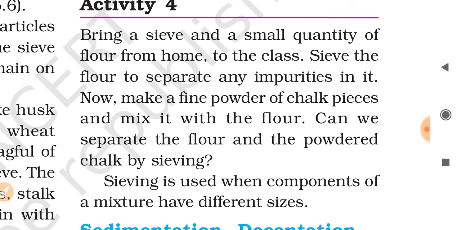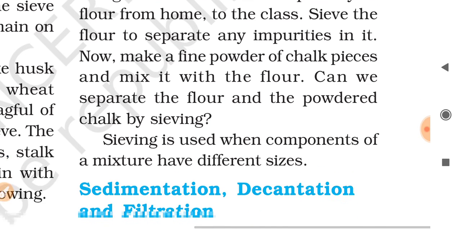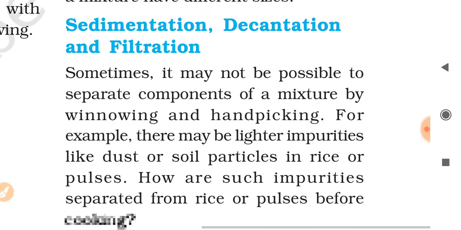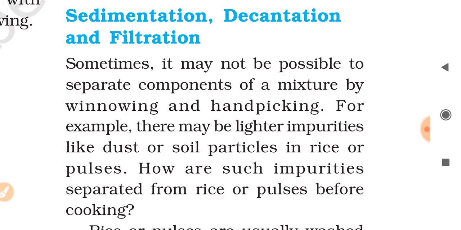Sieving is used when components of a mixture have different sizes. But you can see here that if we mix chalk powder and flour, they mix with each other and we can't separate them because their sizes are somehow equal. So we have to use a different method for that. Now the processes of sedimentation, decantation and filtration take place.